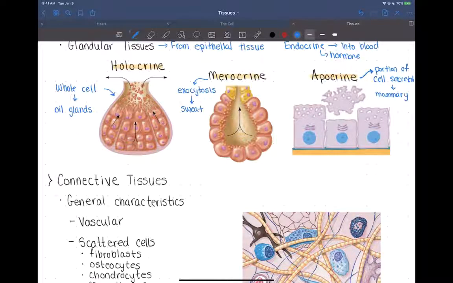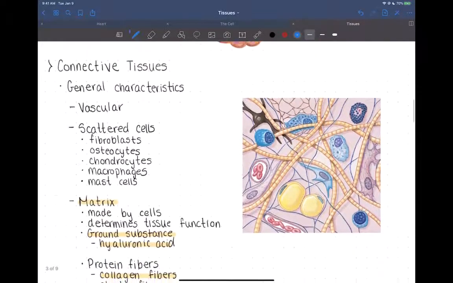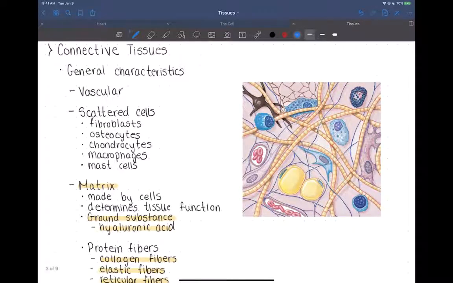Okay. So those are our three different methods of secretion. And that wraps up the epithelial part of this chapter. So now we're gonna move on to connective tissues. We're not gonna get through all the connective tissues because this is our largest category of tissues.